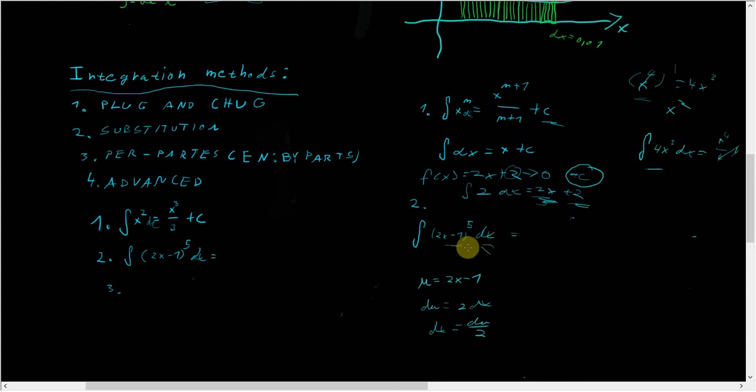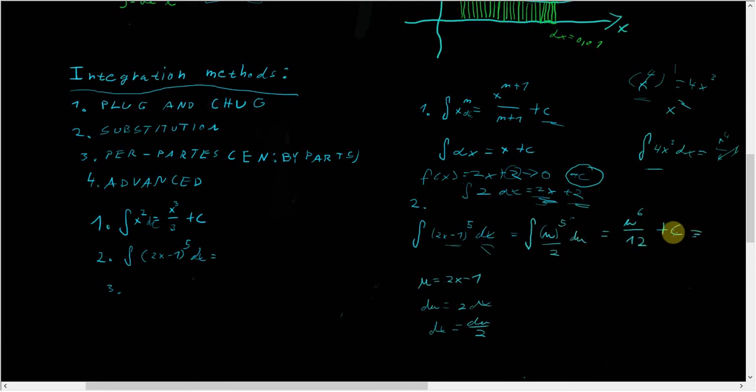We're trying to make things simpler for us. We're trying to find something that looks like something from our tables. So we're going to get the integral of u to the power of 5 divided by 2 du. Again, dx is equal to du by 2 over 2. That is equal to u to the power of 6, so 5 plus 1, divided by 5 plus 1, which is 6, times 2, which is 12, plus some constant c.